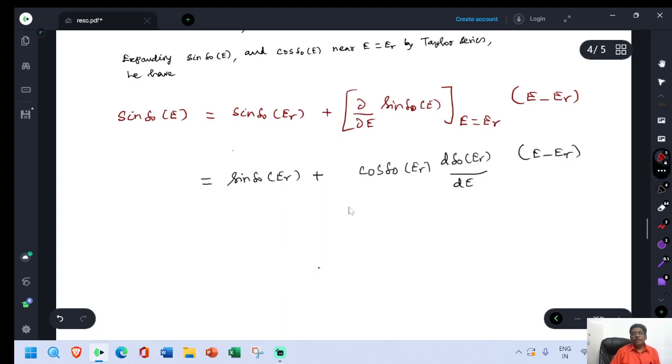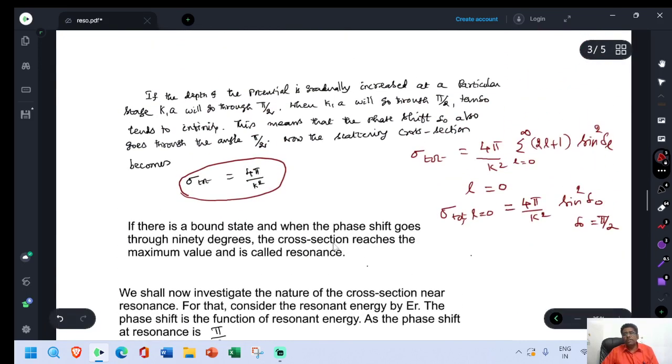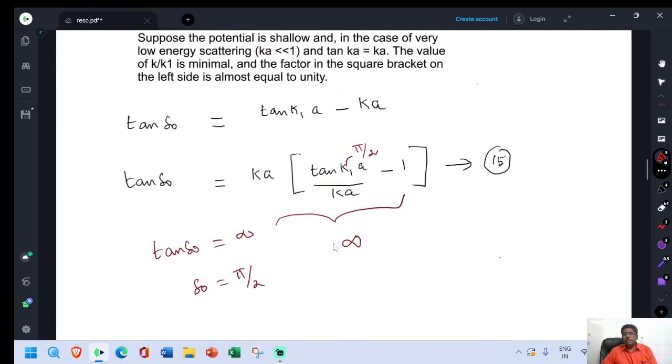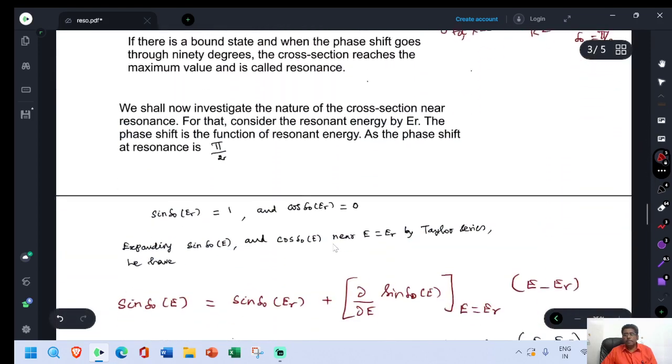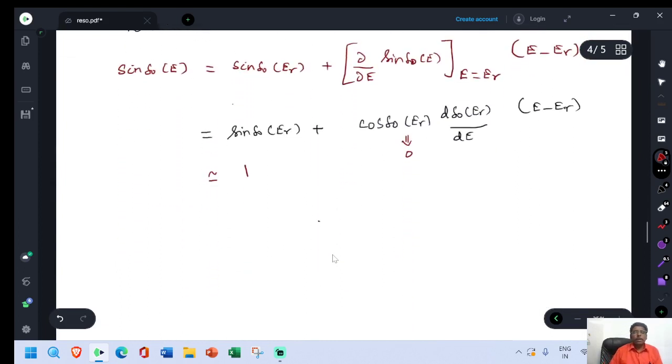We know that sin δ0(E_R) is equal to 1. This is unity, so this is almost equal to 1. cos δ0(E_R) is 0, and 0 into anything is 0. Then sin δ0(E) is equal to 1. Let us number this equation; this is equation number 16.